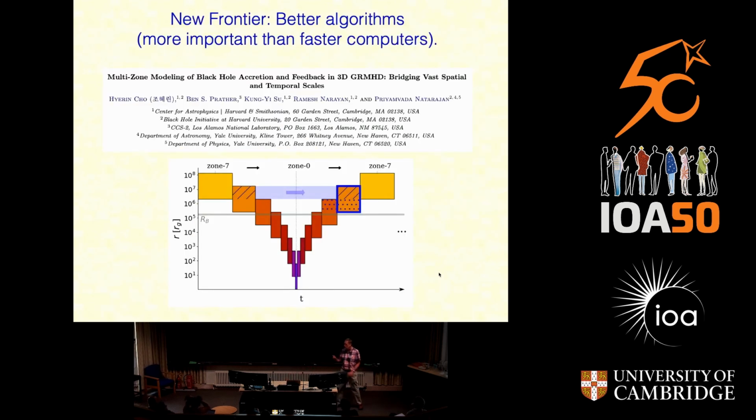And so I'll conclude with telling you about what I think is a very interesting approach, which is being pioneered by Haoran Cho, one of Ramesh Narayan's students at Harvard, using the so-called multi-zone model. I just showed you this idea of zooming in, which is very common in cosmological simulations, where over the course of time, the radial domain over which the simulation is evolving is zooming in. So you start at large scales, and then at a certain point you make the inner boundary smaller, and you resolve a larger range of scales, and you keep zooming in.